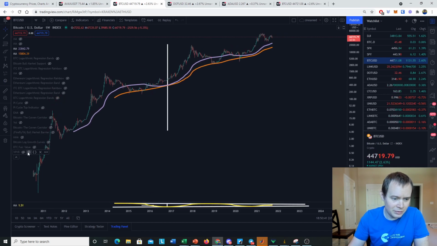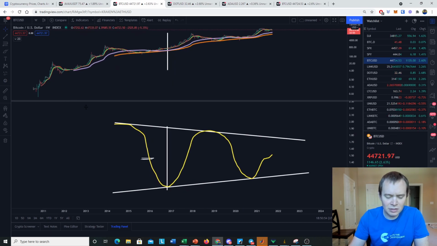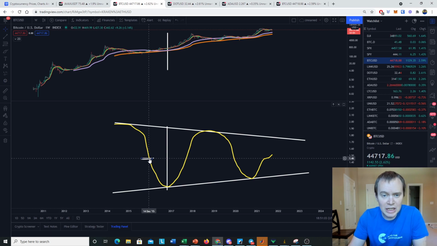Remember, don't take my word for it. Always verify. And okay, so here it is. So there's the bull market support band. You can see we were already holding support before we started trending up here. And what you'll notice though is that the change in concavity in late 2015, early 2016 was fairly close to calling the beginning of the uptrend.